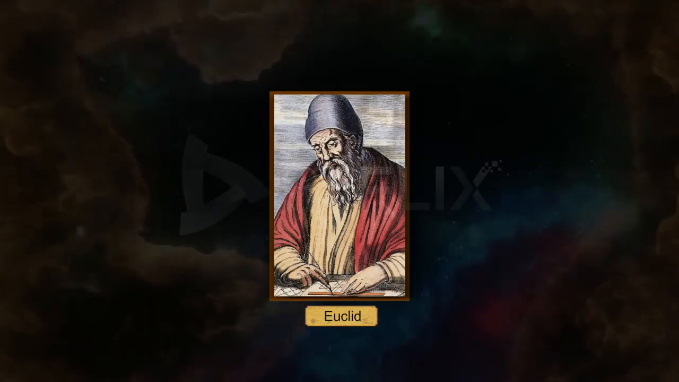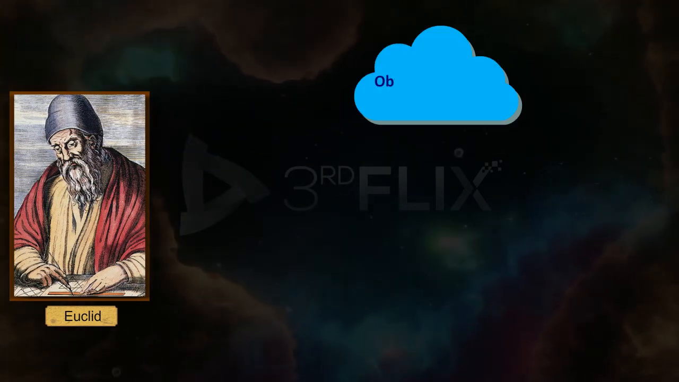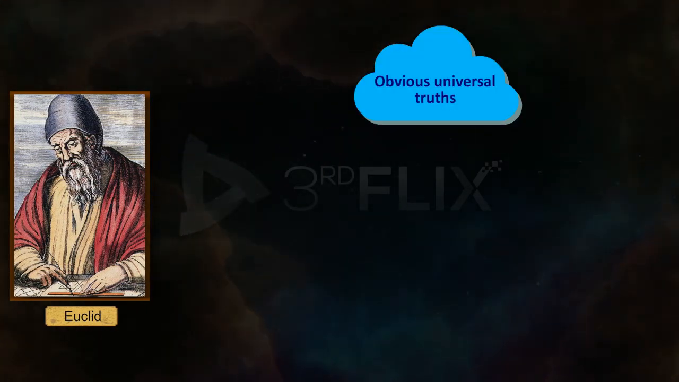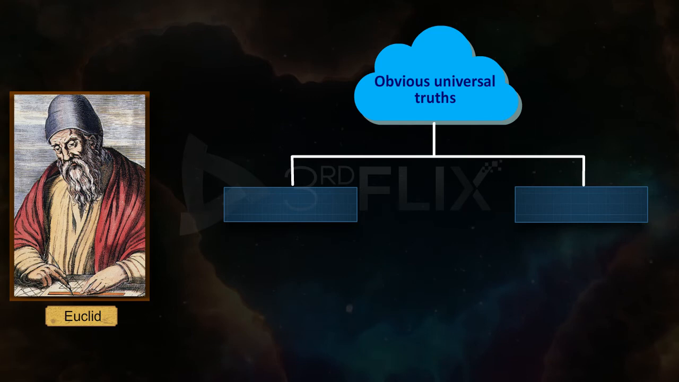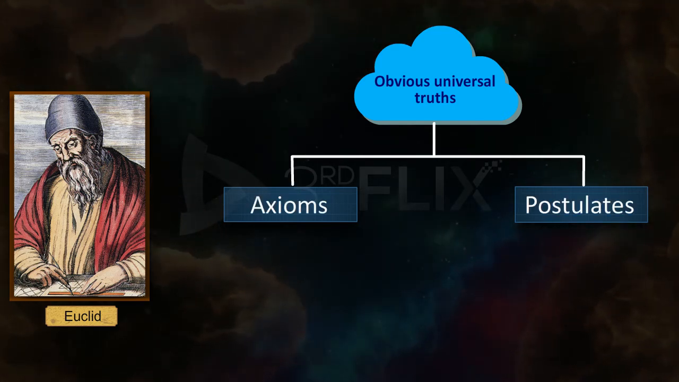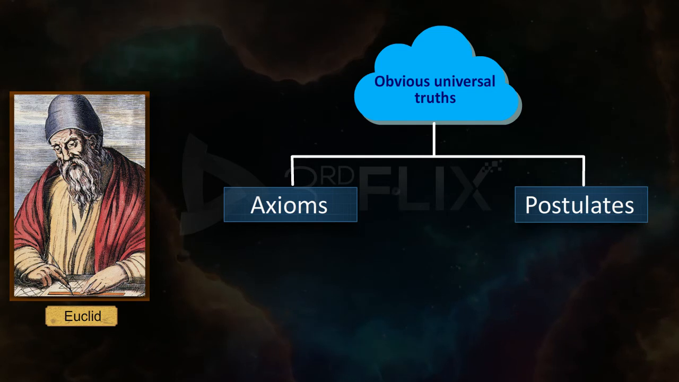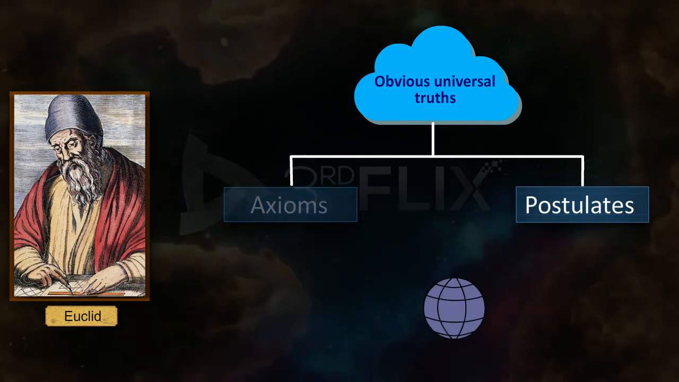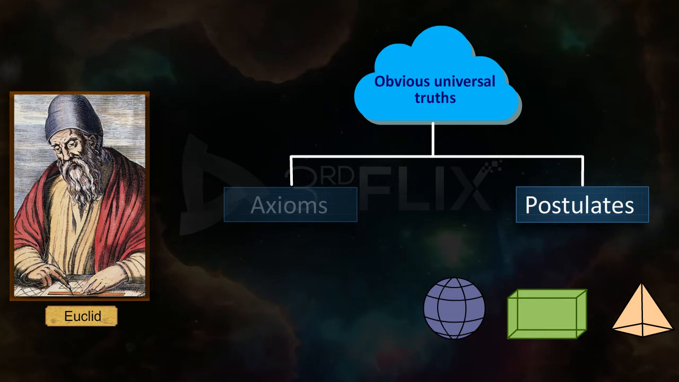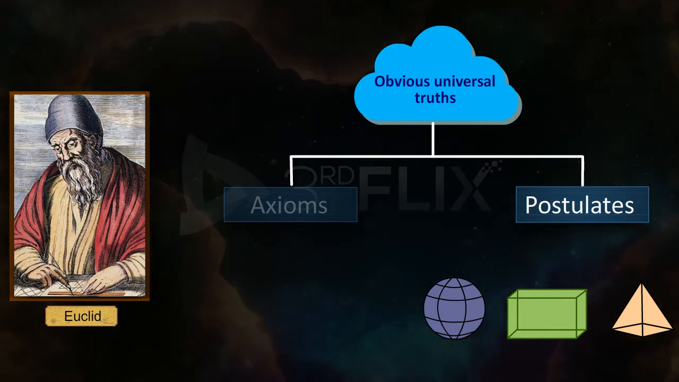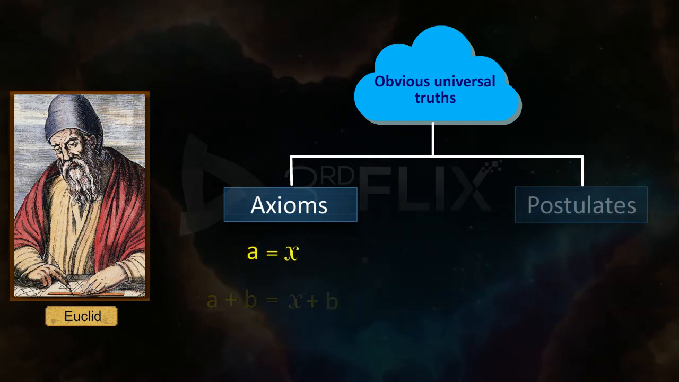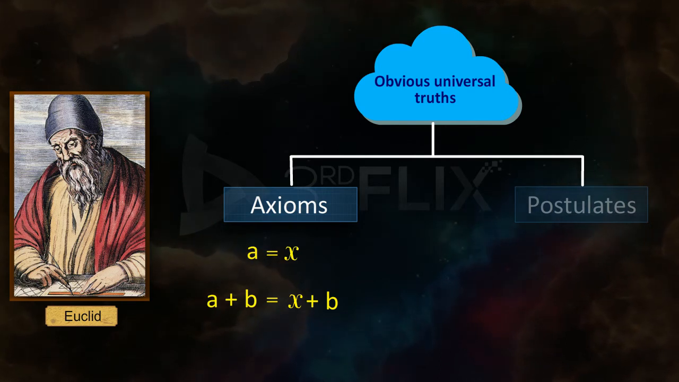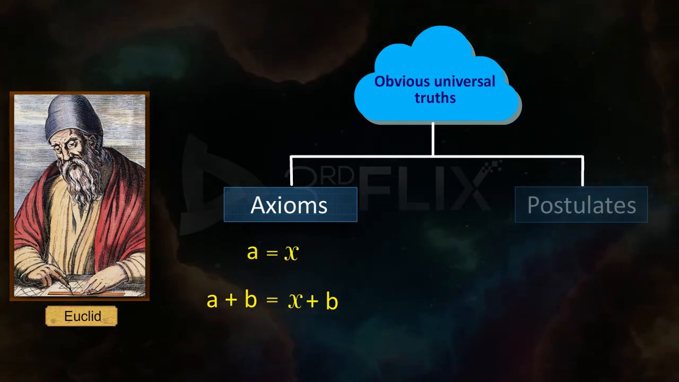Euclid assumed certain properties which were not to be proved. These assumptions are actually obvious universal truths. He divided them into 2 types: axioms and postulates. He used the term postulate for the assumptions that were specific to geometry. Common notions, often called axioms, on the other hand, were assumptions used throughout mathematics and not specifically linked to geometry.